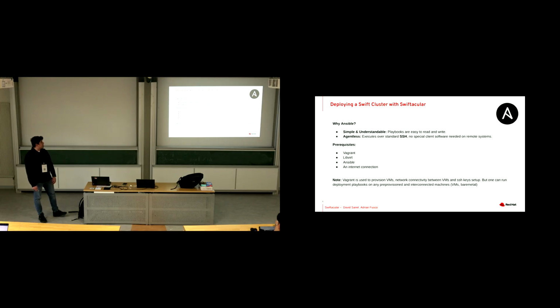And the requirements of the project: Vagrant, Libvirt, Ansible, and an internet connection. So we have a note here that we mentioned Vagrant as the provisioning, the network setup, and the setup of the SSH keys to access. But you can give a try to run the deployment on bare metal machines. Maybe there are some required changes to the networking stuff because in Vagrant everything is automated. You just need to do vagrant up and you will have everything. So maybe for bare metal, you just need to change a little bit the provisioning steps.